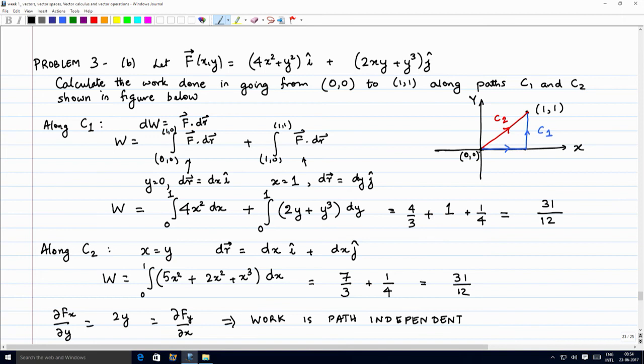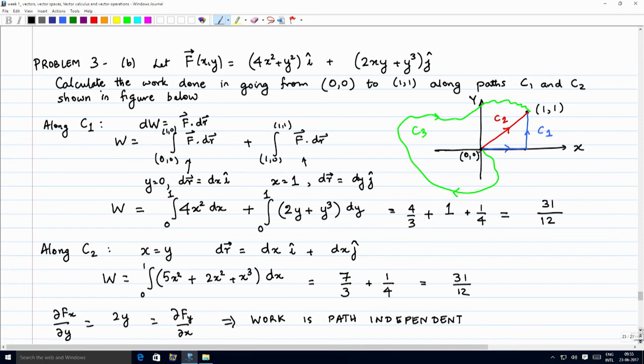So what that means is, whether I went by this path or this path, I would get the same work. I could have taken some very strange paths. So for example, I could have taken a path that looks like this, this path C3. Even if I had taken a strange looking path, I would do the same amount of work. So whichever way I move the particle with this force, I will always do the same amount of work. So that is what it means to say that the work done is path independent.